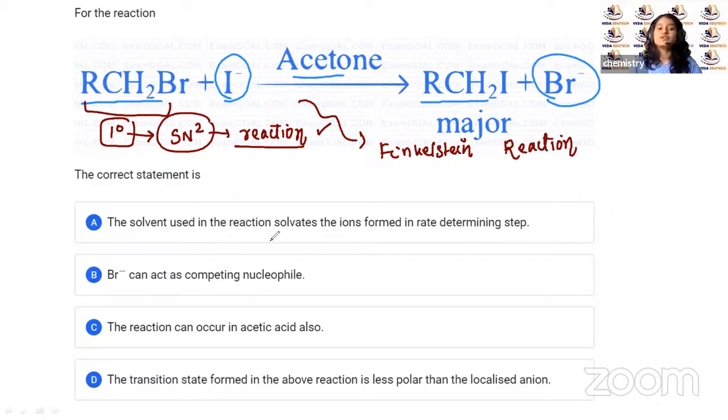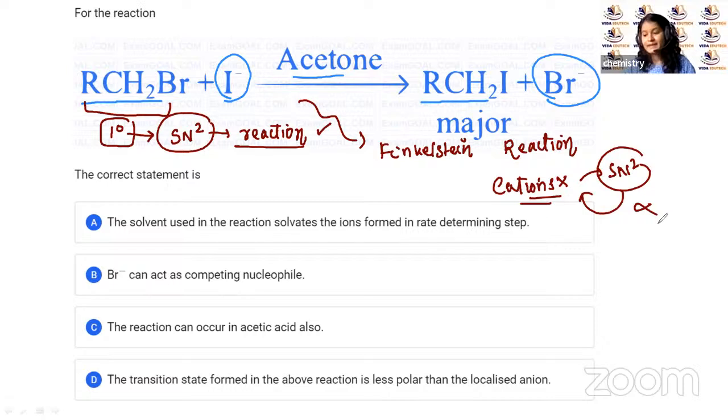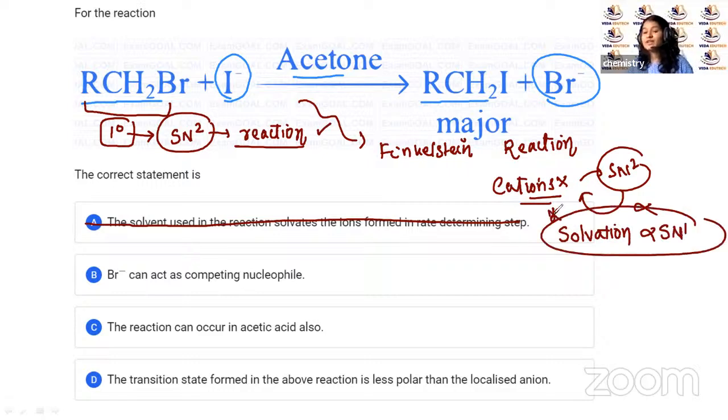Now the question here is, the solvent used in this reaction solvates the ions formed in the rate determining step. Ions means it is talking about some sort of charged particles. Basically here it can talk about a cation, but are we going to have any cations here? No, this is wrong. Why? Because this is following your SN2 reaction, and in SN2 reaction we do not have any carbocations, so there is no talking about solvation. Solvation is directly proportional to your SN1 reaction. When we talk about SN2, we are not much concerned about solvation. There is no separate rate determining step; it's a single step reaction.